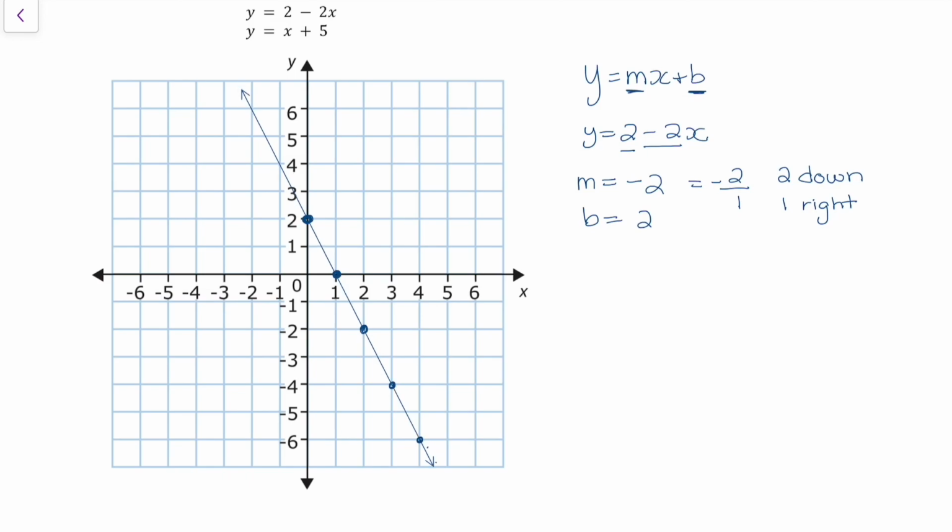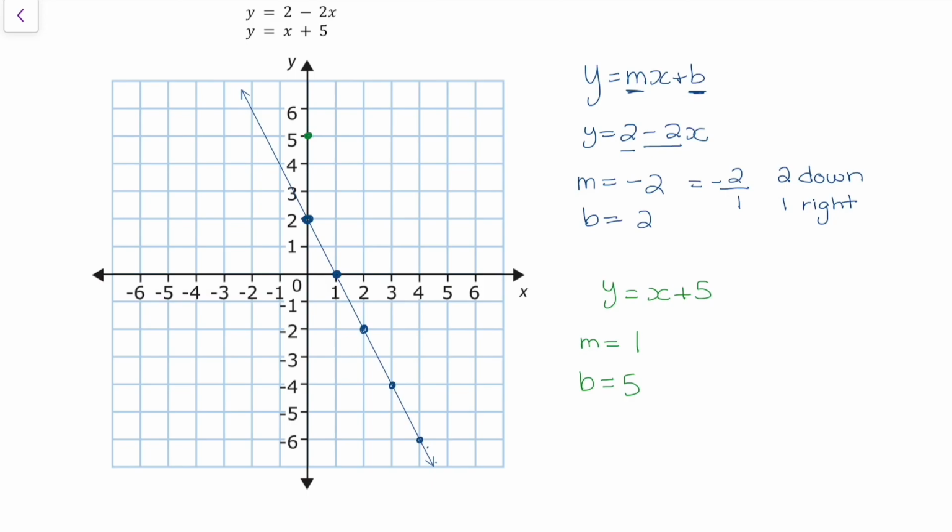So let's look at our next equation, y equals x plus 5. In this one, my slope is going to be 1 because I have no number in front of my x. We can see it as a 1. And then I have a y-intercept of 5.